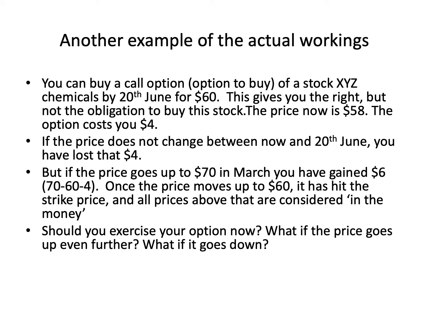But if the price goes up to $70 in March, and even before getting to March, you've gained $6 because the price of the option would go up. It has hit the strike price, and all the prices above that are considered to be in the money. Should you exercise your option now? What if the price goes up any further? What if it stays the same? What if it goes down? In other words, what is the value of an option?